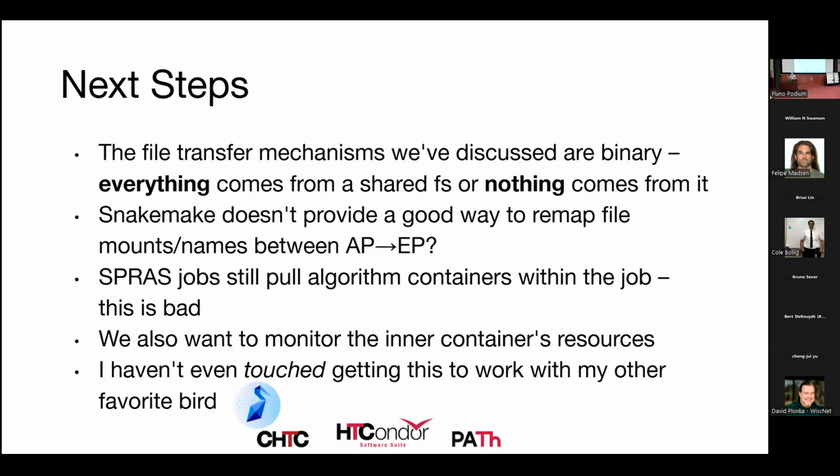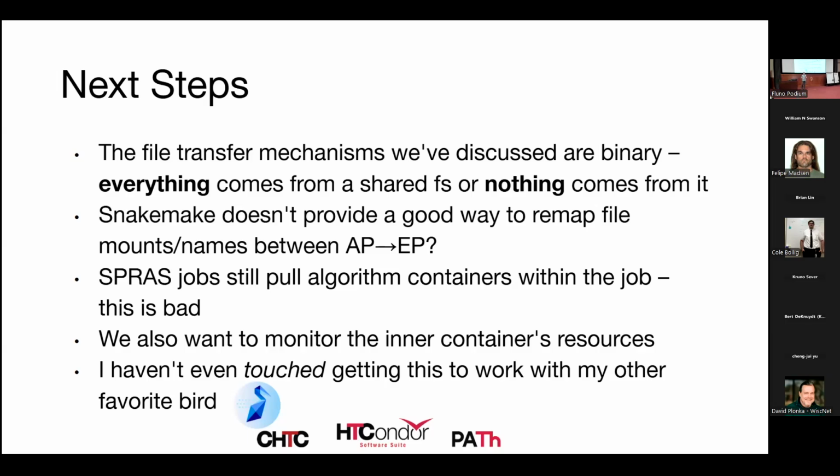And then finally, the big thing is that, okay, I'm going to put on my Pelican hat now. I am a Pelican developer, and none of this works with Pelican. It would be really great if we could figure out how to get this to work. I think the solution to getting this to work with Pelican first involves solving this problem, right? So if Snakemake at the AP is handed an OSDF URL or a Pelican URL, well, we know what the object name at the EP is going to be based on that.